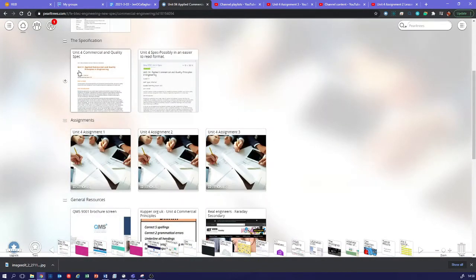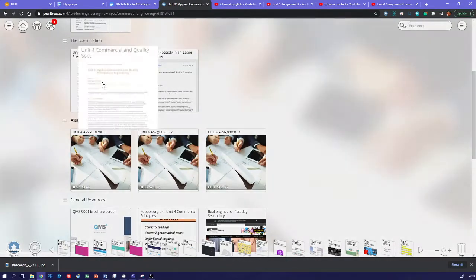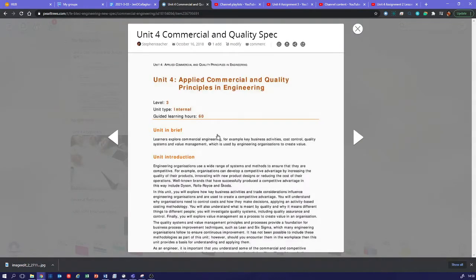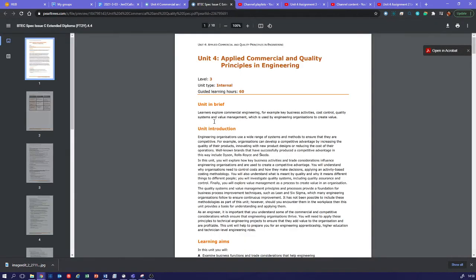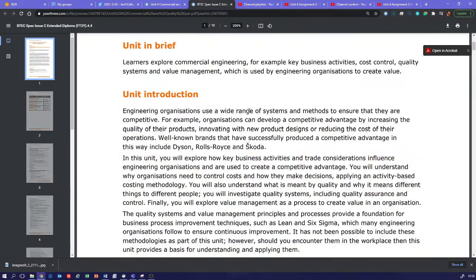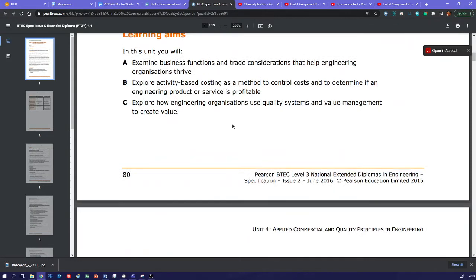So on to the actual unit. We've got the assignment here. So this is the assignment brief, the unit brief, as taken straight from BTEC. So if we look at this, it's just in big in that. So there's the introduction, and that's the first assignment, that's the second assignment, and that's the third assignment.